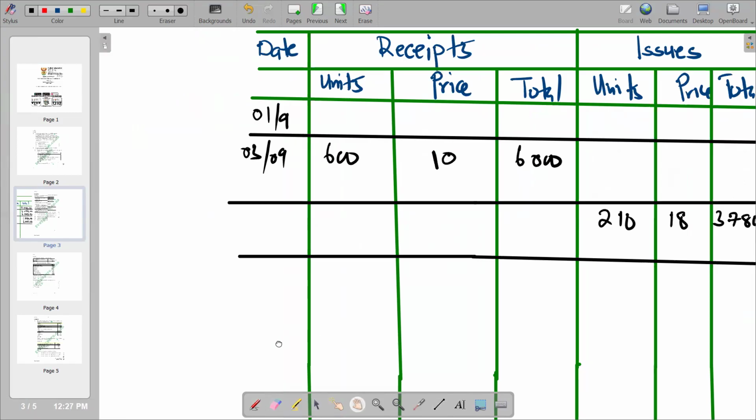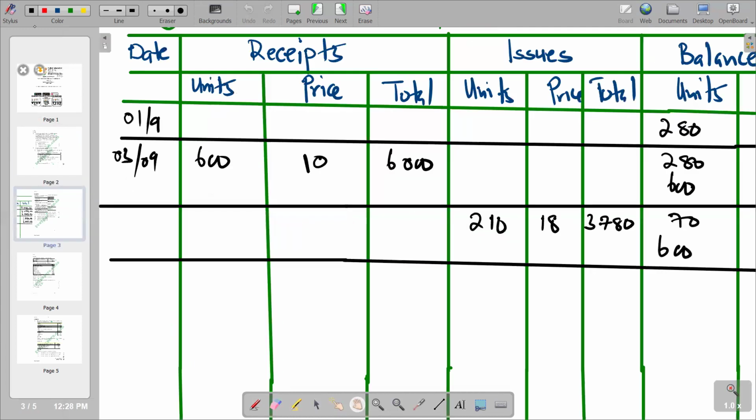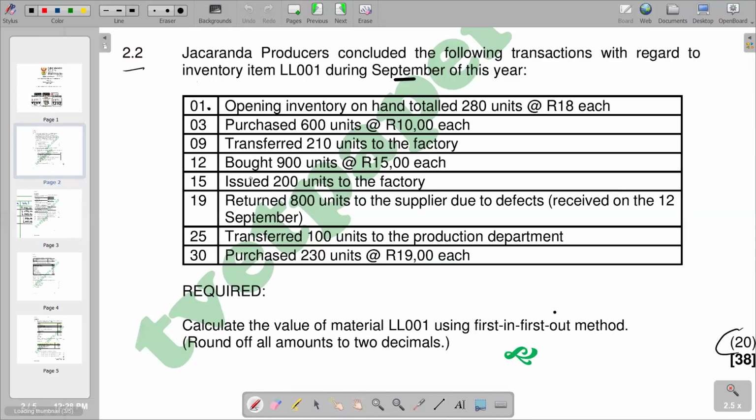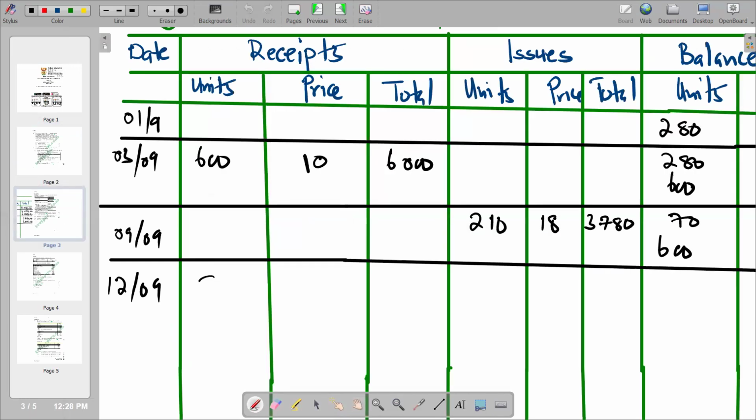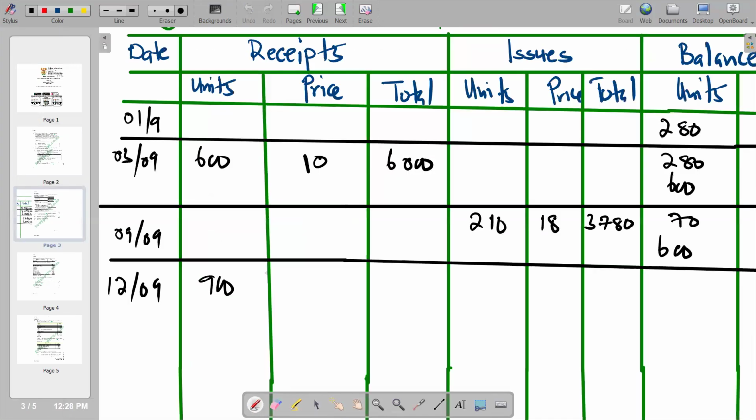We go to the next day that we have. We see that on the next day, we bought and received. So it means we received 900 units at 15 rand each. So this is on 1209. We can just check, the previous one was 909. This one is 1209. And we are saying we received 900 units. Each one is 15 rand. So we indicate it as 15. So for the total, 900 times 15, we get 13,500.